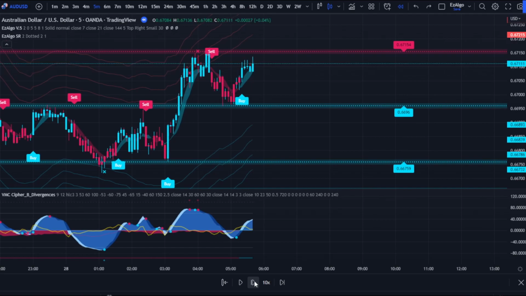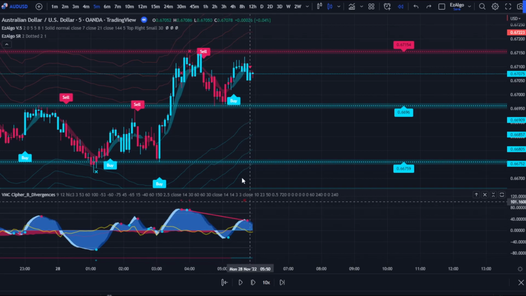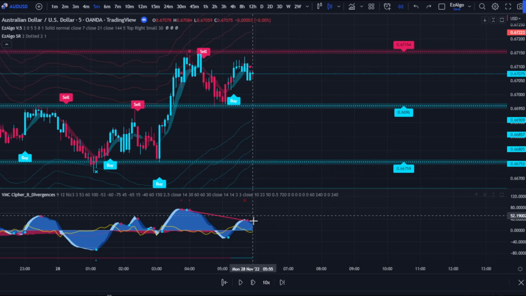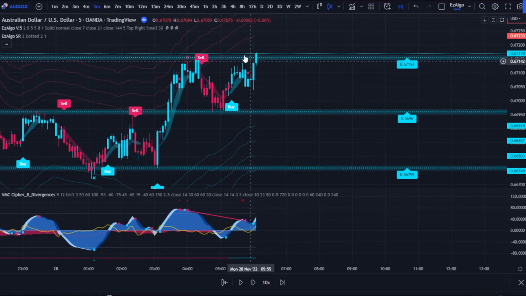Obviously not a buy signal that we're going to take because we're almost at that resistance level. A divergence has confirmed on Vumanchu Cipher B, but price did not make a higher high. So I personally would not take this trade. You could if you wanted to, but really this isn't a clear divergence, so not a trade I'm going to be taking. And you can see we actually come back above that resistance level.